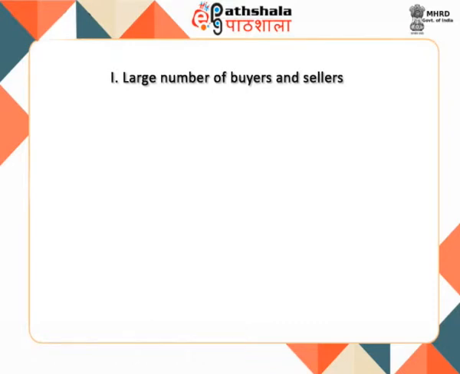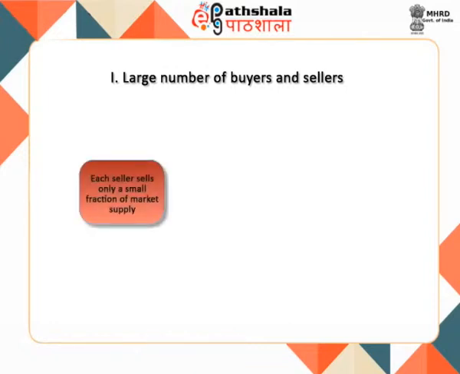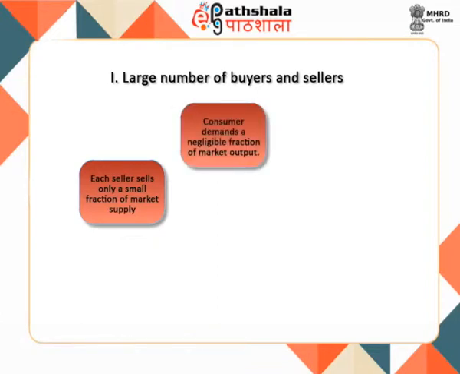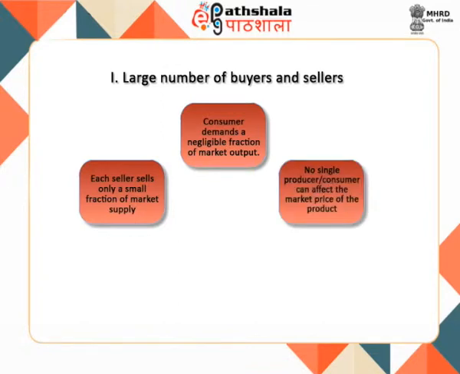Let's look at the first assumption. The large number of buyers and sellers imply that each seller sells only a fraction of total market supply, and each buyer demands only a fraction of total output. Therefore, no single consumer or producer can influence the market price of the product. The market price is determined by the free play of demand and supply forces and is independent of firms' and consumers' behavior. Thus, they are price takers in such a setup.